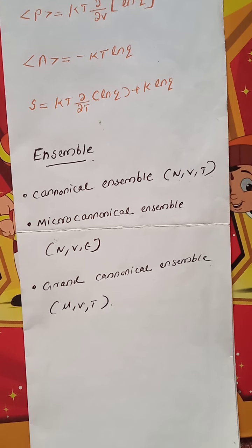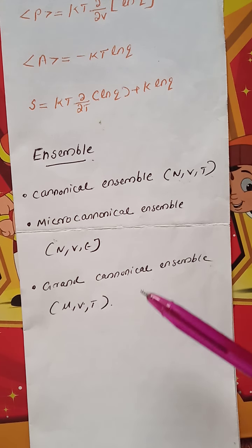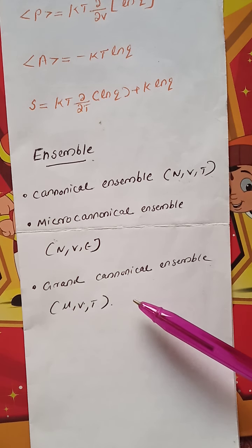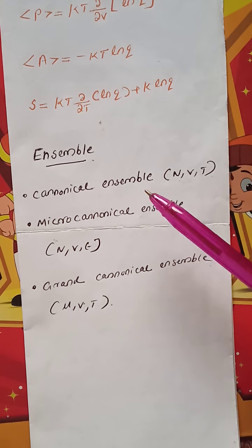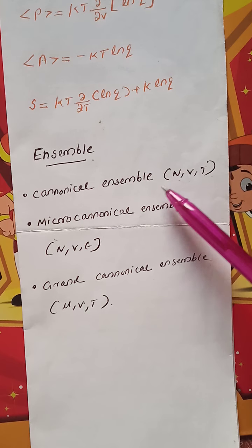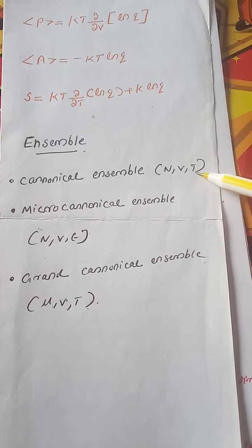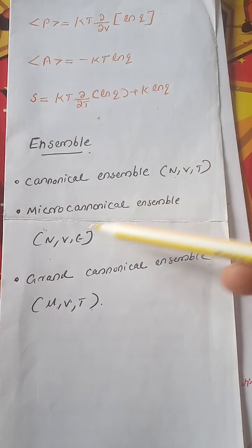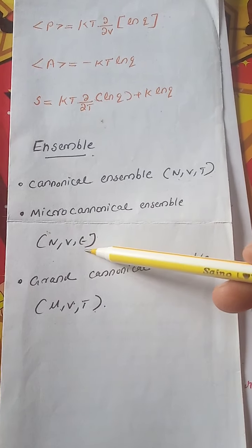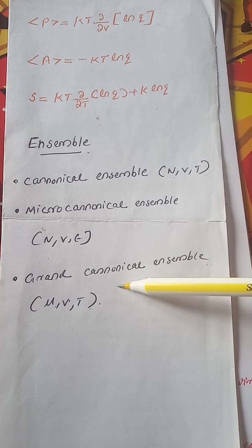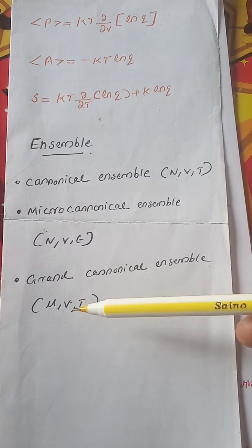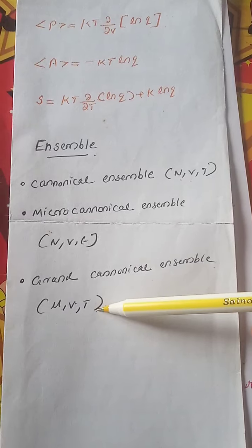Next is the ensemble, and which parameters are involved in ensembles. There are three types of ensembles: canonical, microcanonical, and grand canonical ensemble. In the canonical ensemble, the parameters involved are the number of particles, volume, and temperature. In the microcanonical ensemble, they are the number of particles, volume, and energy. And in the grand canonical ensemble, they are chemical potential, volume, and temperature.